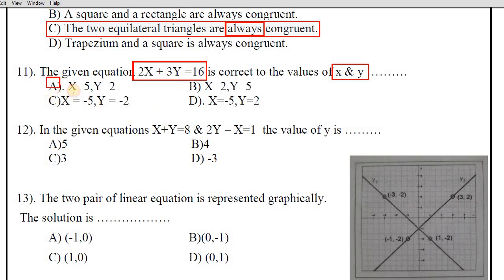Take the first option, x equals 5 and y equals 2, and substitute in the given equation. In the x place put 5, so 2 times 5 is 10, plus 3, in the place of y you put 2, so 3 times 2 is 6. So, 10 plus 6 is 16. For the first option only we are getting the correct answer. So, obviously option A is right for this one.